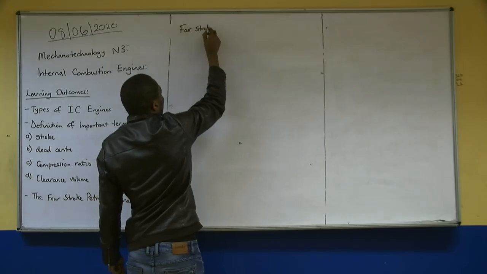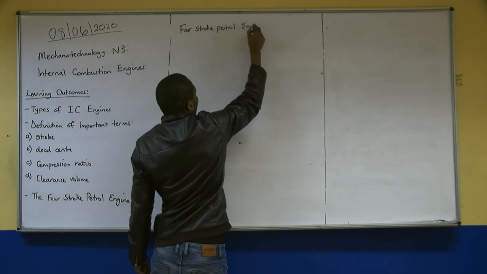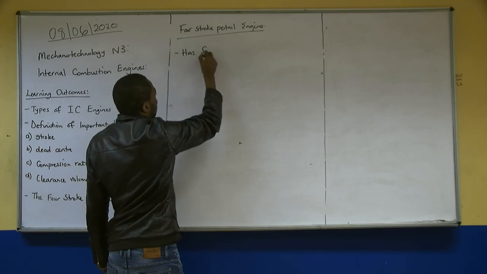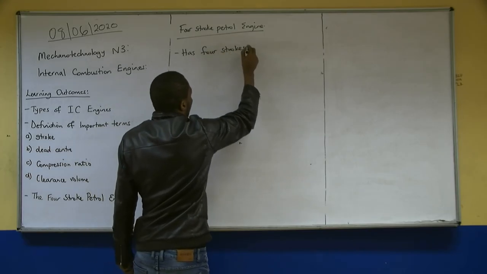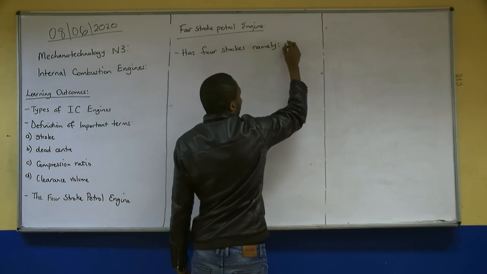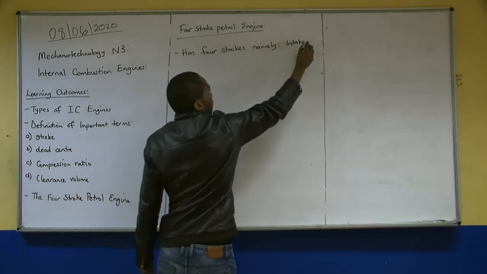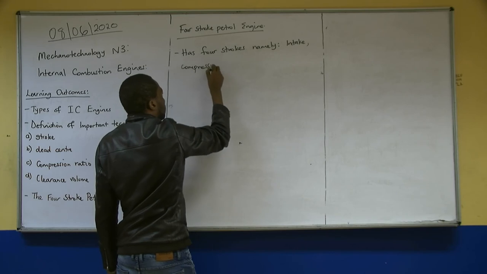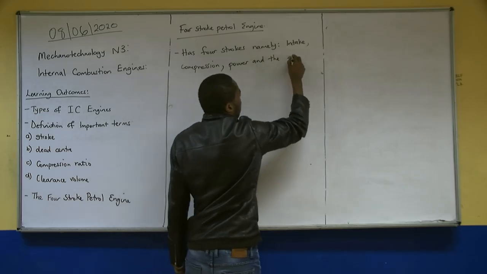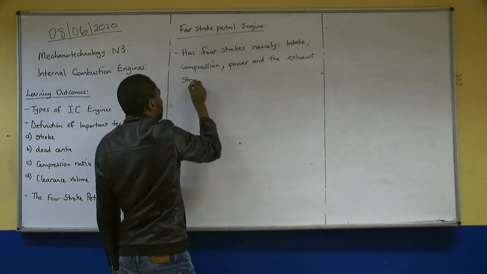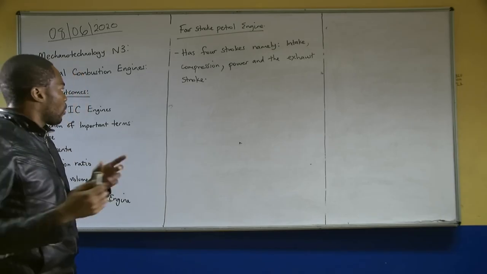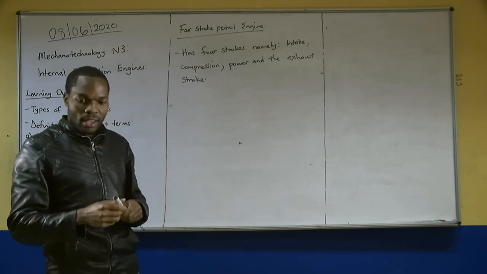Now let's look at the four-stroke petrol engine. From this topic, it is straightforward. It has four strokes. We are going to name them and then look at them one by one: the intake, compression, power, and the exhaust stroke. These are the four strokes. We are going to look at them one by one.